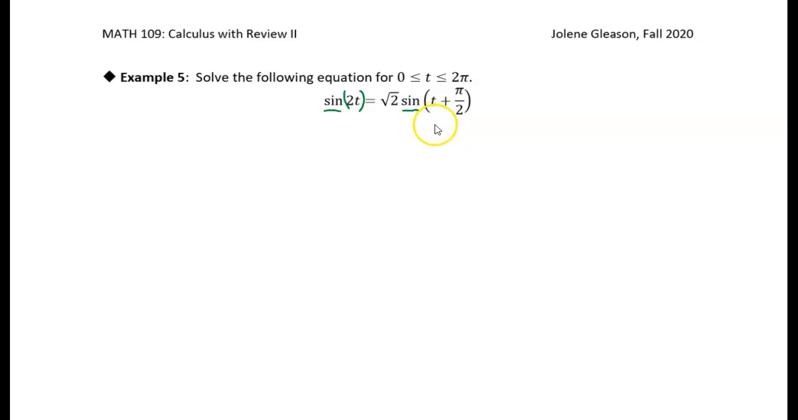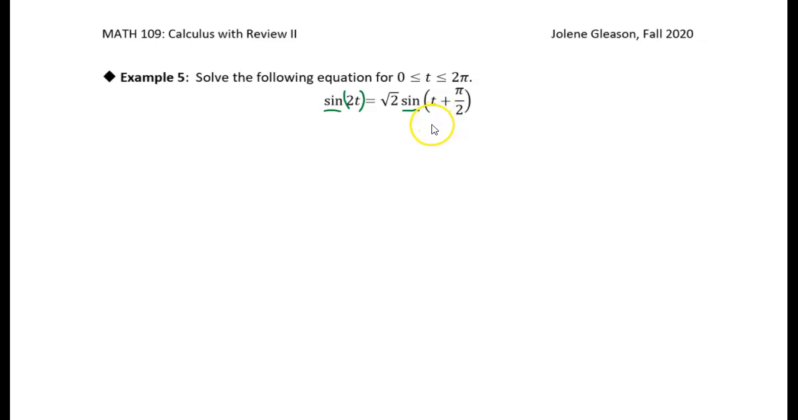And so the first thing I really want to try to do is change them so that they both have the same argument, right? The input to the sine is the same for everything. That just makes it easier to solve. So that's the first thing I'm going to try to do.